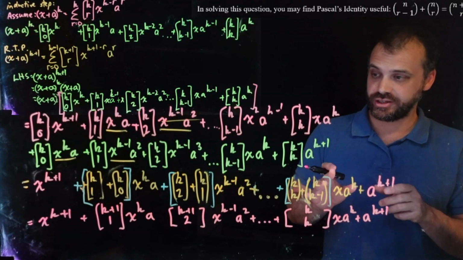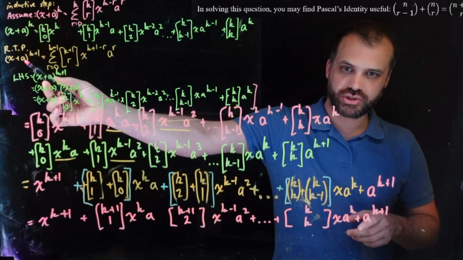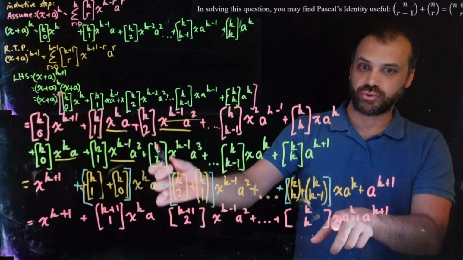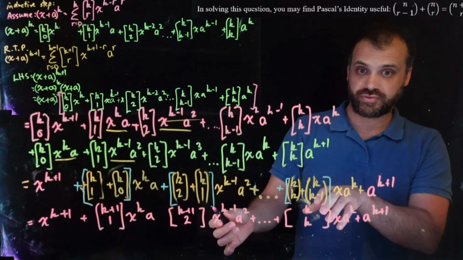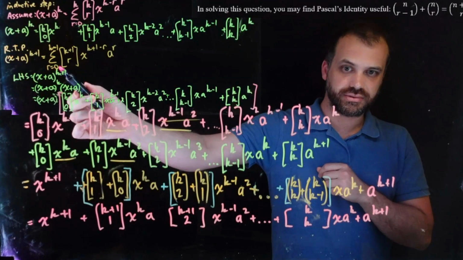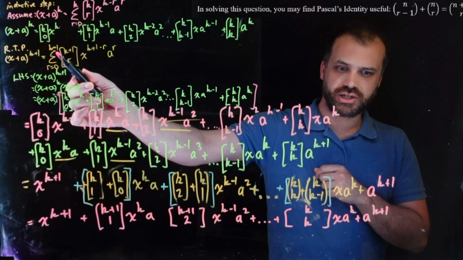This is the end, right? Because what we were trying to prove was that required to prove (x plus a) to the k plus 1, and that's what we've been working on all the way down here. We've been working on the left-hand side. We were required to prove that it was going to be equal to this in sigma notation. And let's read what that says in sigma notation.